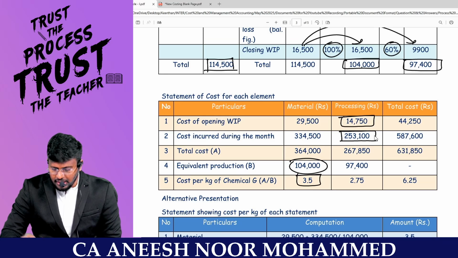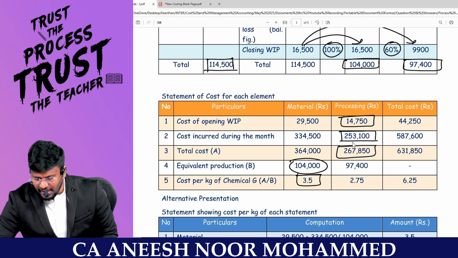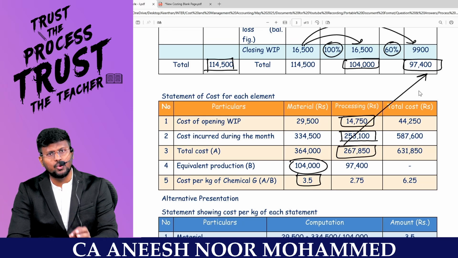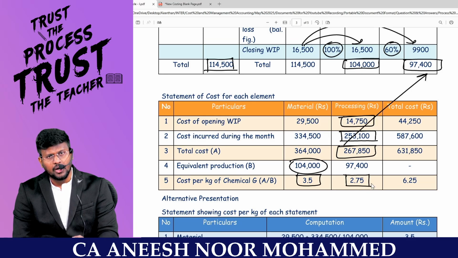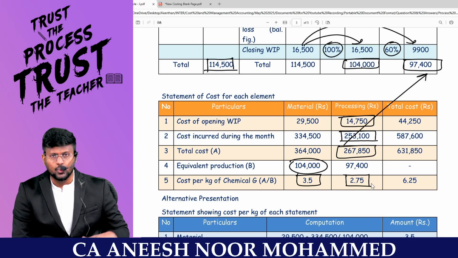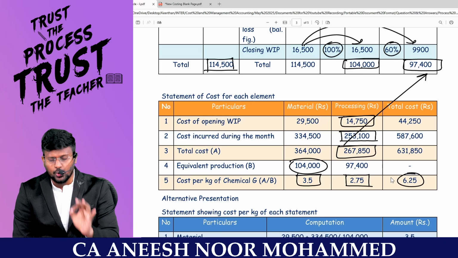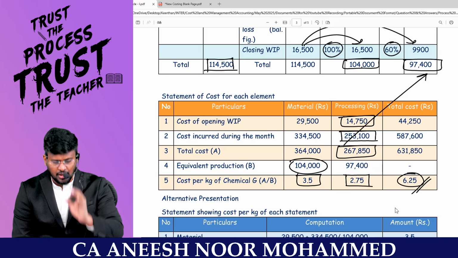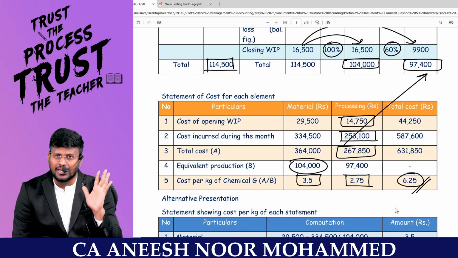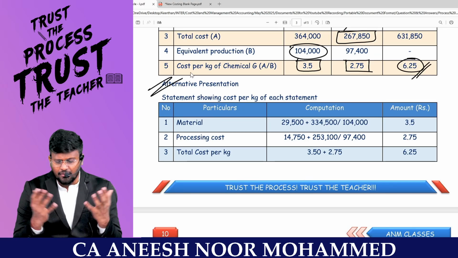I have incurred 2,67,850 for 97,400 units only. So for every one completed unit, 2.75 rupees will be the cost. That means 6.25 rupees per unit will be the total processing cost for every completed unit. Getting it? So the same answer can be alternatively presented like this also.